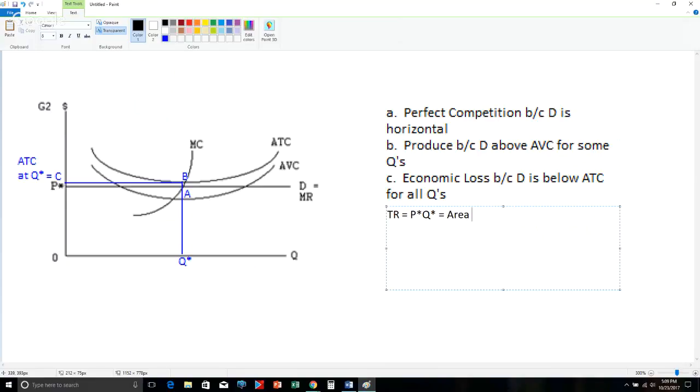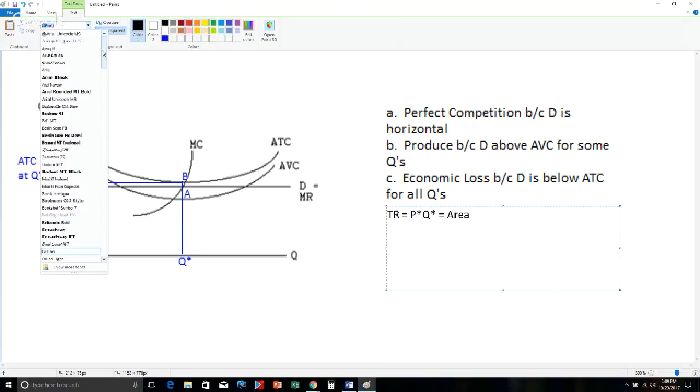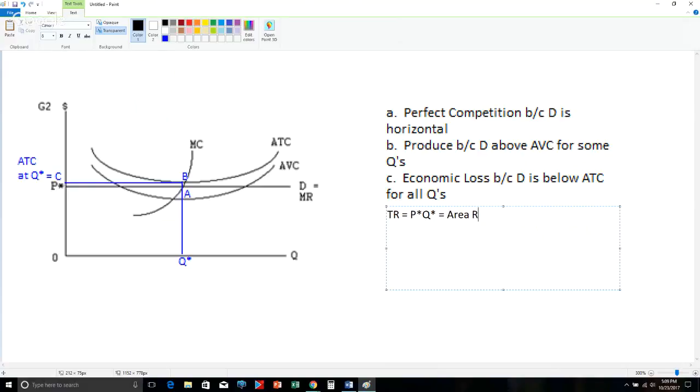So we write area, and I don't have a rectangle symbol, I don't think. Let me see if I can come up with one, though. Probably not, but you never really know. You know what? I don't want to mess with this here. I'm just going to write the word rectangle. You can use a rectangle symbol that looks like a rectangle if you like. From 0 to corner P star, to corner A, to corner Q star, that's equal to total revenue.